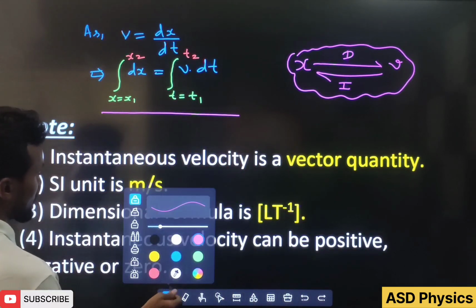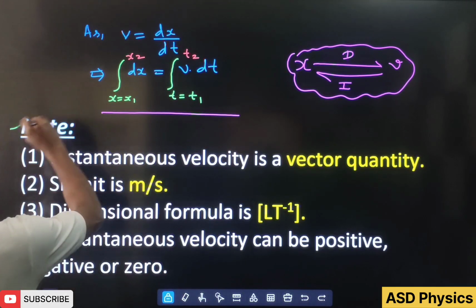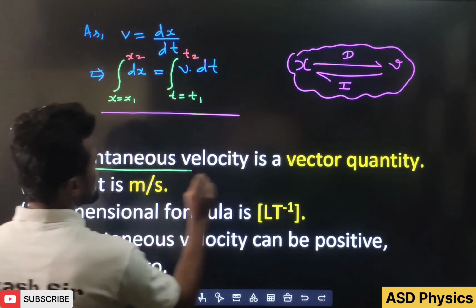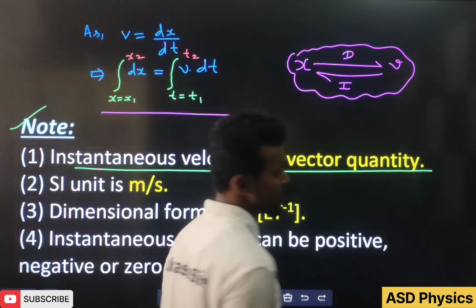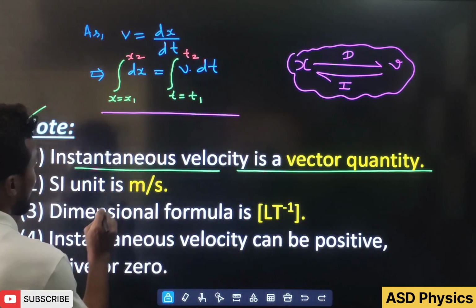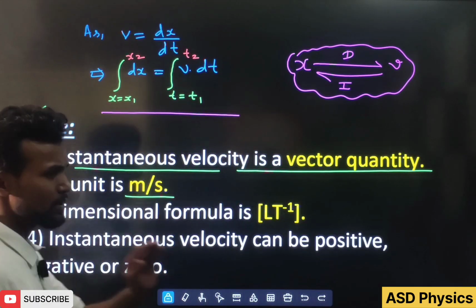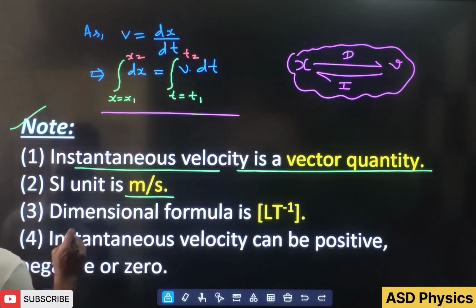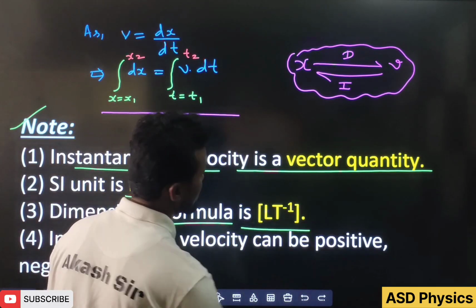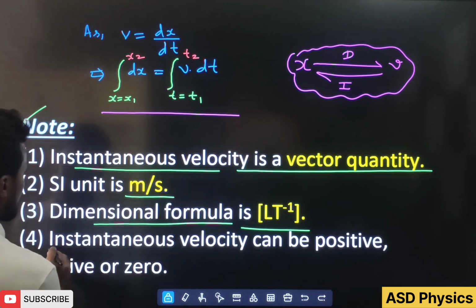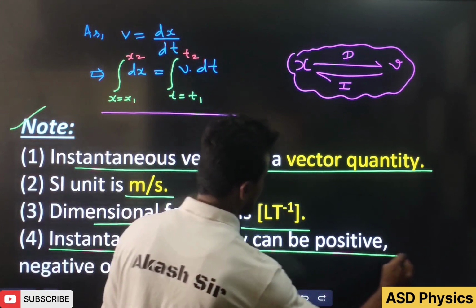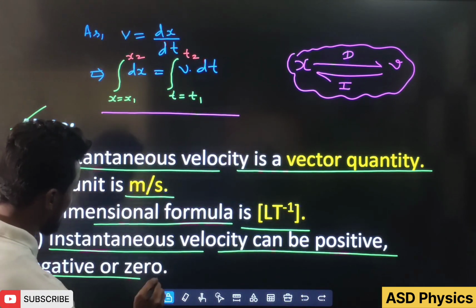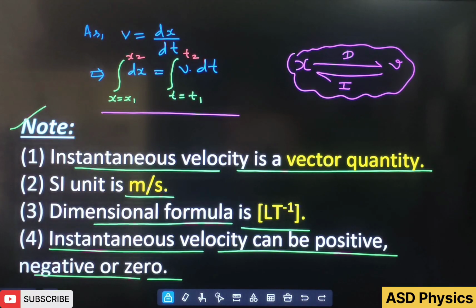Now students, we'll see some important points under the note. Instantaneous velocity is a vector quantity, anyhow we know that. The SI unit is meter per second. Some other units are like kilometer per hour and so on, that you know very well. The third one is the dimensional formula, which we know very well, LT minus 1. And instantaneous velocity can be positive, negative or 0. How can it be? Because it is a vector quantity, and a vector quantity can be positive, negative or 0 also.